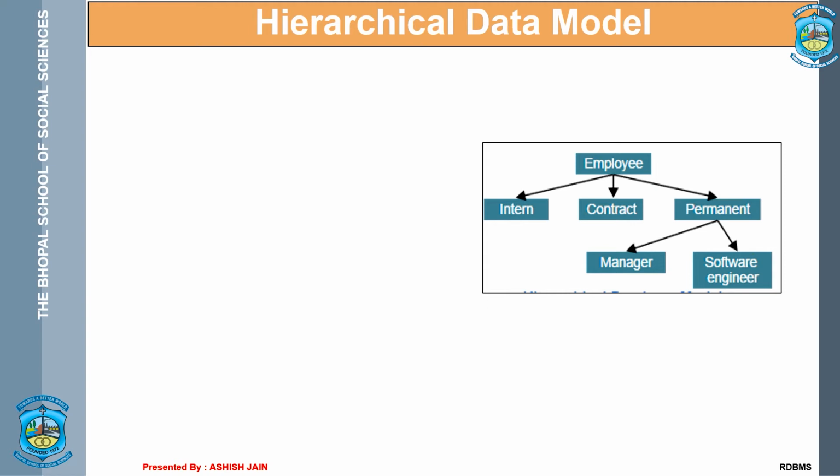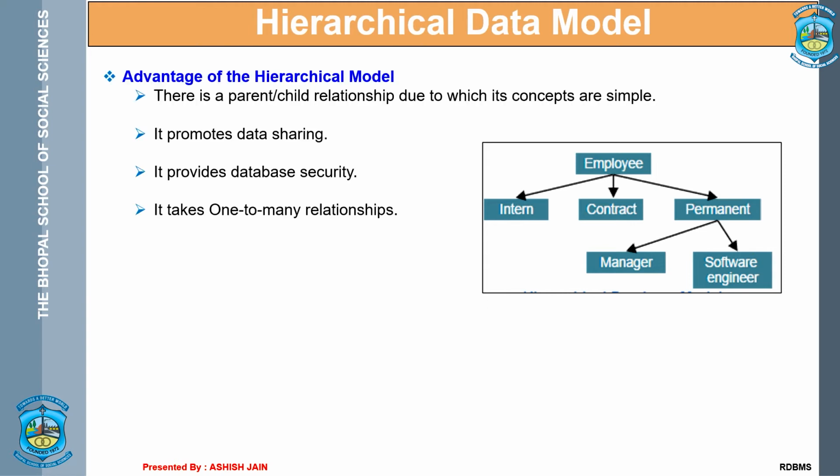So such kind of relationships can be represented using the hierarchical data model. These are the advantages of the hierarchical model. There is a parent-child relationship. We have seen that this is a root or parent and this is a child. It promotes data sharing, because whatever properties are in this, it is shared by this. It's a way of representing the inheritance relationship that we used in object-oriented programming.